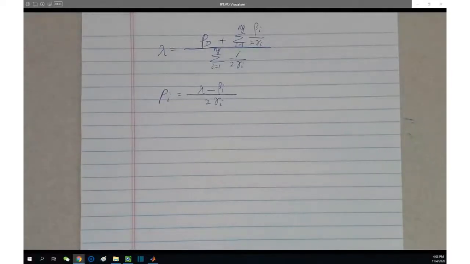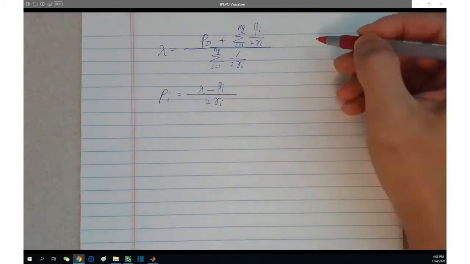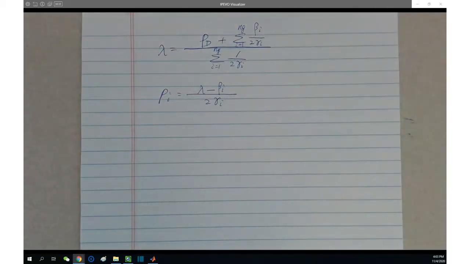Here I'm sharing the document camera and showing you the two formulas we need to calculate the optimal dispatch. First of all, anyone remember what this is called? This is lambda. Anyone remember what the lambda is?